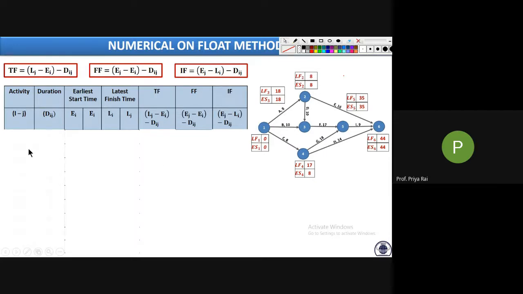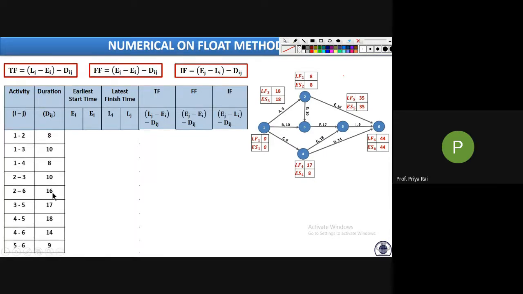Now this data is given to you in the question itself. This was your A activity. A activity means 1 to 2. Instead of A, I am writing 1 to 2. Instead of B, I am writing 1 to 3. Instead of C, I am writing 1 to 4. Like this also you can denote your activities. Duration is already given in the question itself. Just substitute those values. Now simply add Ei, Ej, this is Ej, and this is Li, Lj, and this is i, small i.